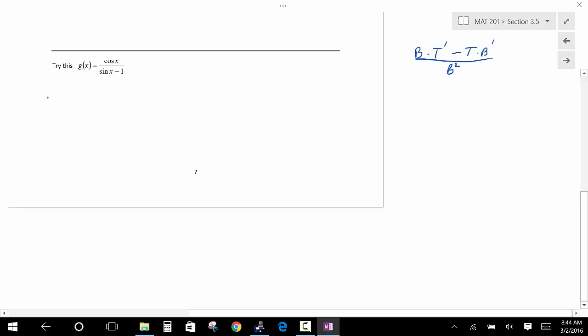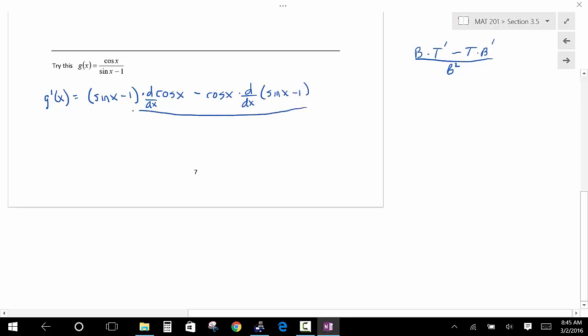So I'm going to go ahead and put this in the quotient rule. Again, what we're going to do is write down the bottom, sine x minus 1. Then you multiply that by the derivative of the top, which is cosine x. And then it's minus the top, cosine x, multiplied by the derivative of the bottom, which is sine x minus 1. And then it's all over the bottom squared like that. So that's step 1. That's usually not the issue.